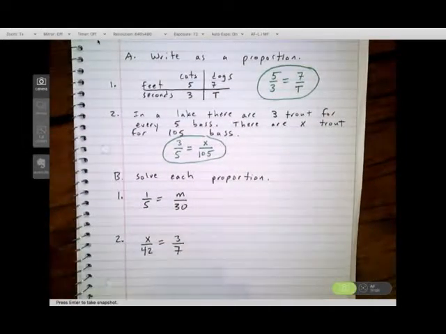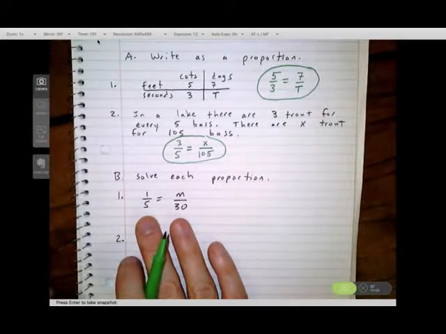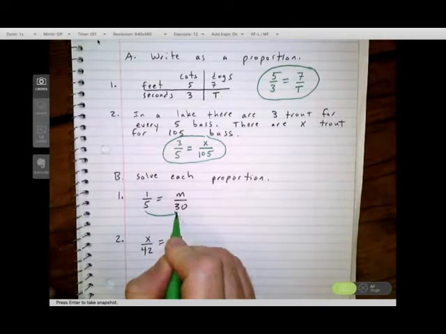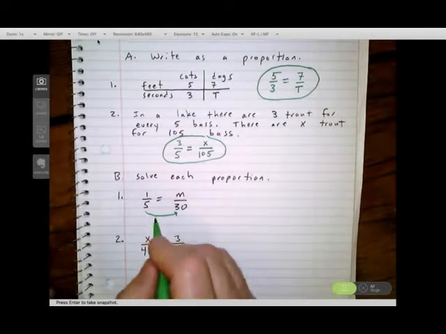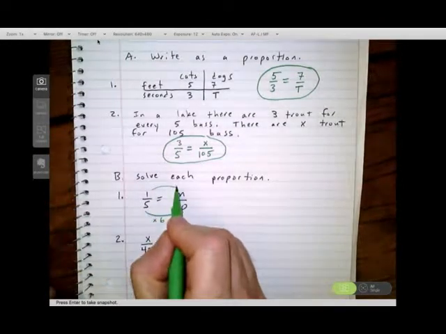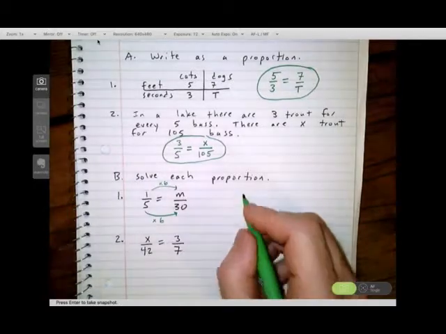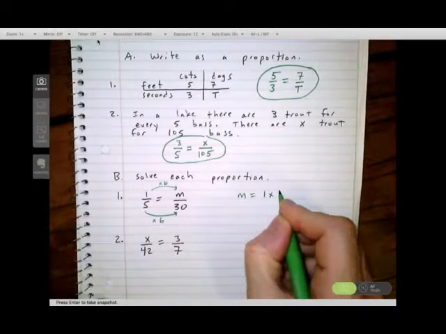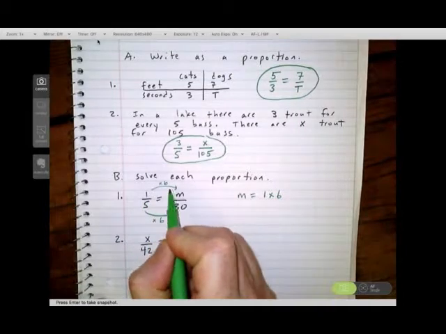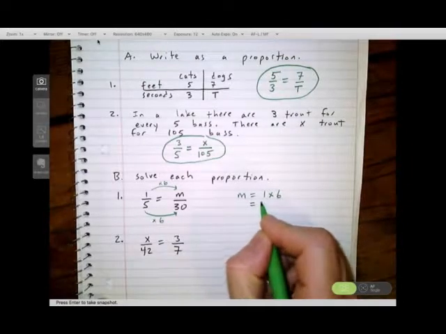Okay, and then you're going to have to solve a couple proportions. We're just really going to be making equivalent fractions. That's all we're going to do. So just look at these. Eventually I'll show you a different way, but for now we're just going to think, what do you have to multiply 5 by to get to 30? Well, 5 times 6 is 30. So if I multiply by 6 down here, I've got to multiply by 6 up here. To get m, I'm going to multiply 1 by 6. Let me write that out here. m equals 1 times 6, because that's what I'm multiplying on the numerators, on the top of the fraction. So 1 times 6 is 6, so m equals 6.